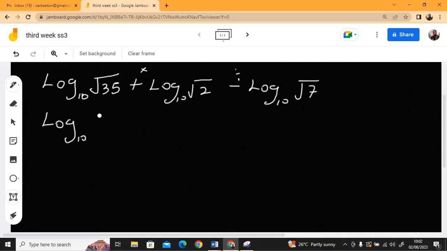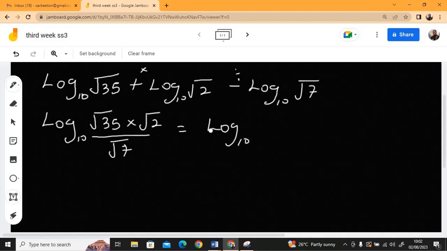So you are going to have root 35 times root 2, divided by root 7. Did you understand that? So it now goes to log 10 of root 35 times root 2, by the laws of sort. That will give us root 70, all over root 7.